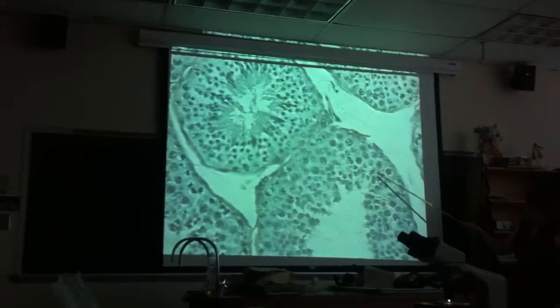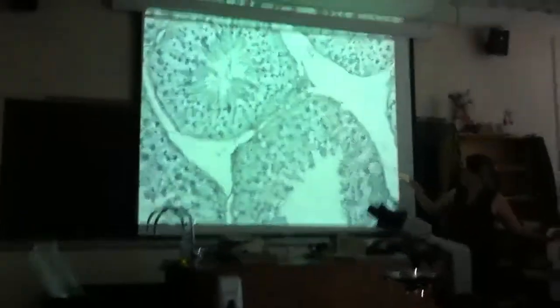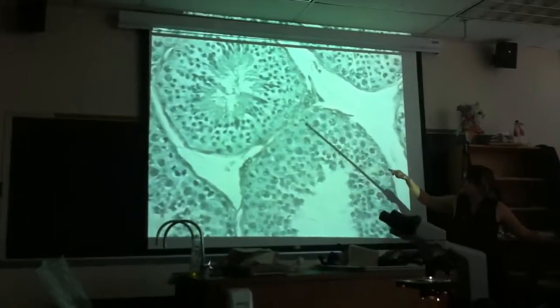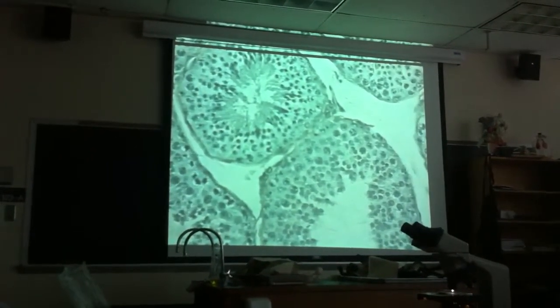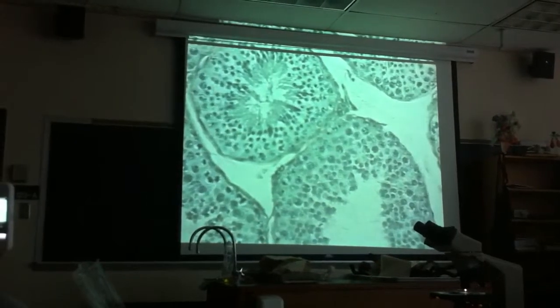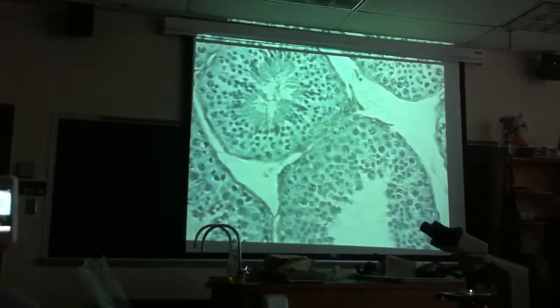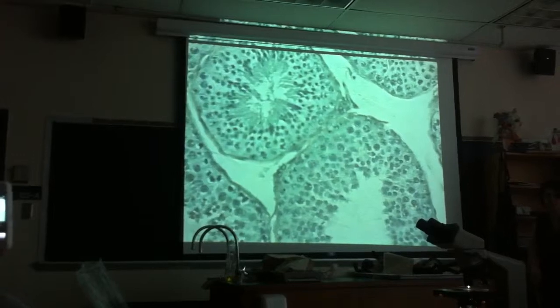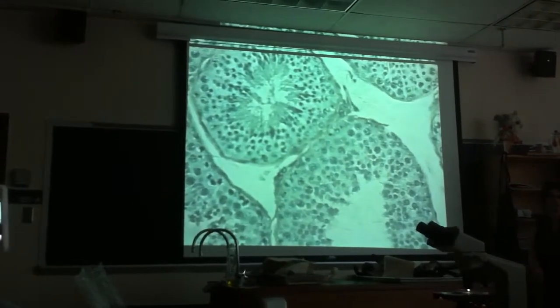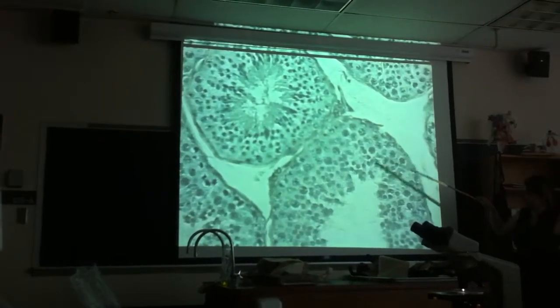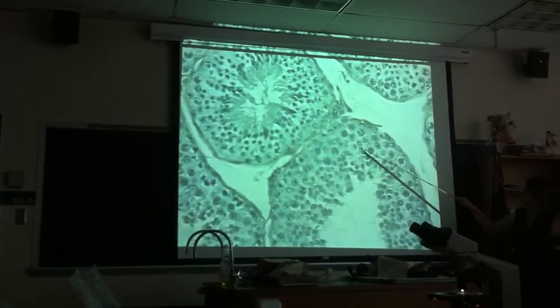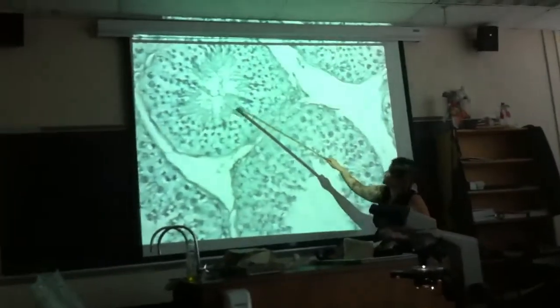you can see making up the seminiferous tubule these dark, black spots. Those are the spermatogonia. And the spermatogonia are what are going to divide to produce the spermatids. So they're basically stem cells. So, spermatogonia here. And then on this one, you don't really have that many spermatids.